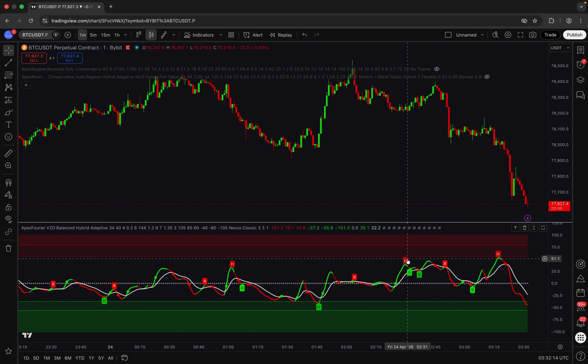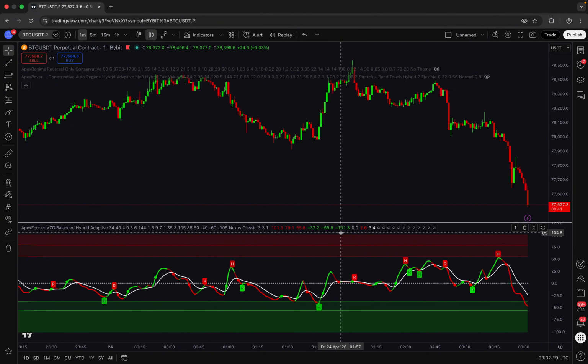And then these H and R are basically one bar delayed divergences. So it just takes one confirmation and then gives you the divergence. So you can quickly be able to have those divergences and have those signals from volume as well.